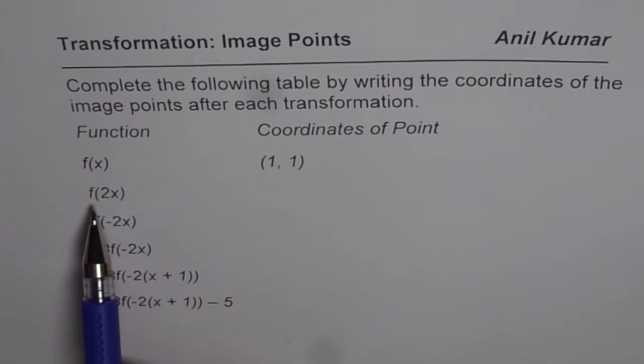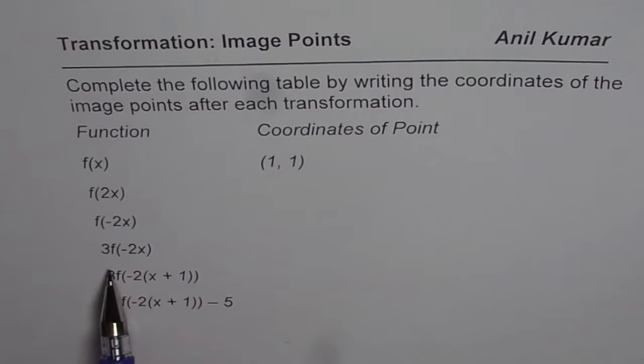f(x) is transformed to f(2x), f(-2x), 3 times f(-2x), 3 times f(-2(x+1)), and then the final function is 3 times f(-2(x+1)) minus 5.